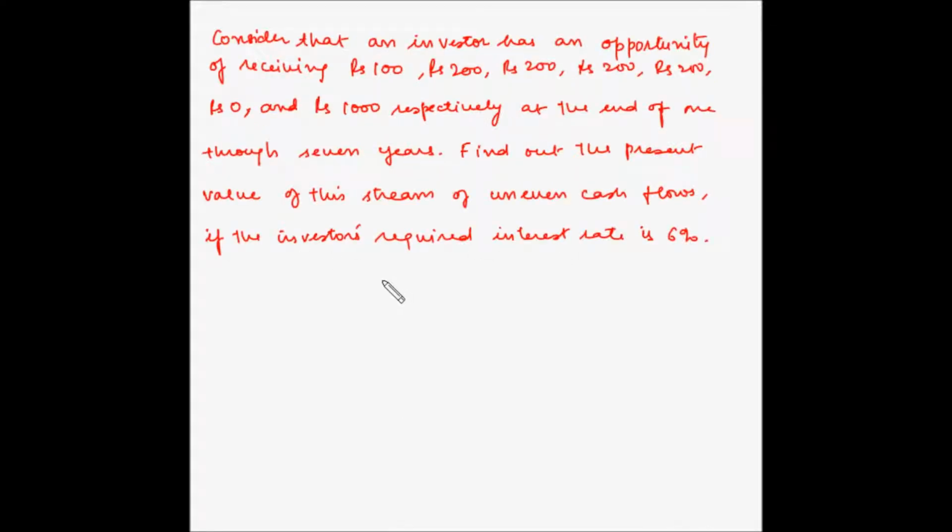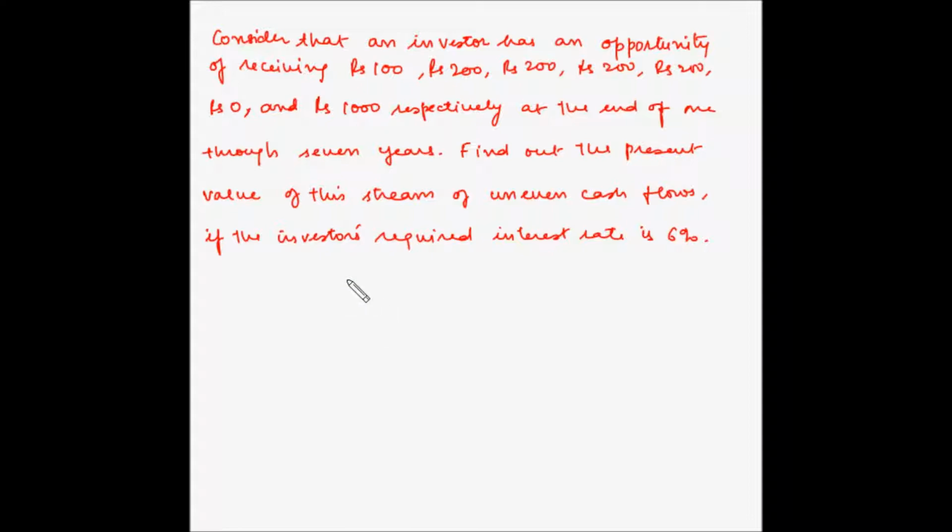Consider that an investor has an opportunity of receiving rupees 100, rupees 200, rupees 200 again, rupees 200 again, rupees 200 again, rupees 0 and rupees 1000 respectively at the end of 1 through 7 years. Find out the present value of this stream of uneven cash flows if the investor's required interest rate is 6%.